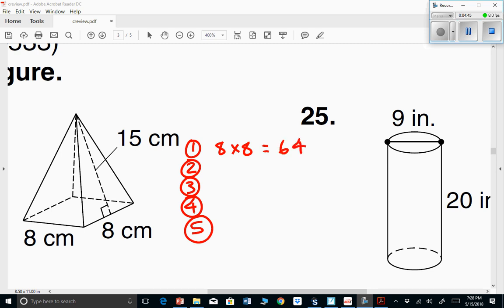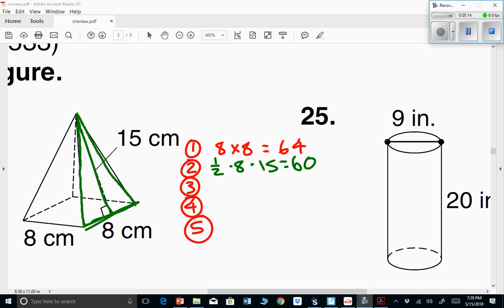Now remember how I told you not to forget the half on the triangles. You have to remember that the area of each triangle has to be multiplied by half. So let's take this triangle right here. It's 1/2 times the base, which is 8, times the height, which is 15. And that's going to equal 60.